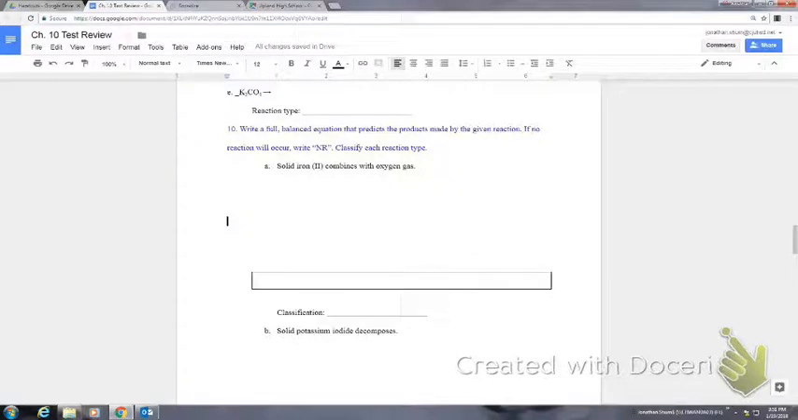Okay, so we're going to go over 10A, B, C, and D. So 10A reads: solid iron 2 combines with oxygen gas. So we have iron, which is Fe, combines with oxygen gas. Oxygen gas is diatomic. This will be a synthesis reaction because I start with, looks like 2 elements.